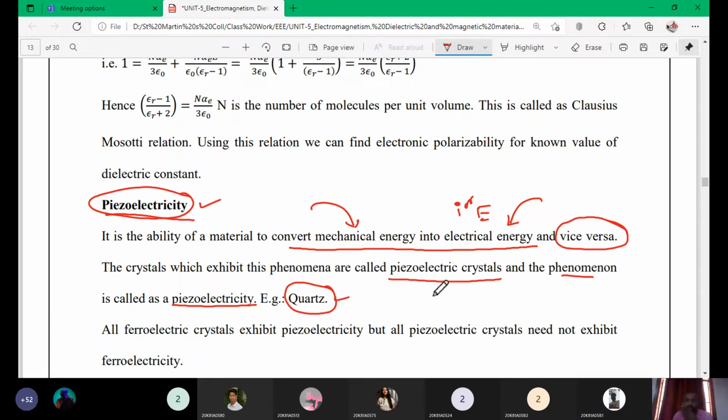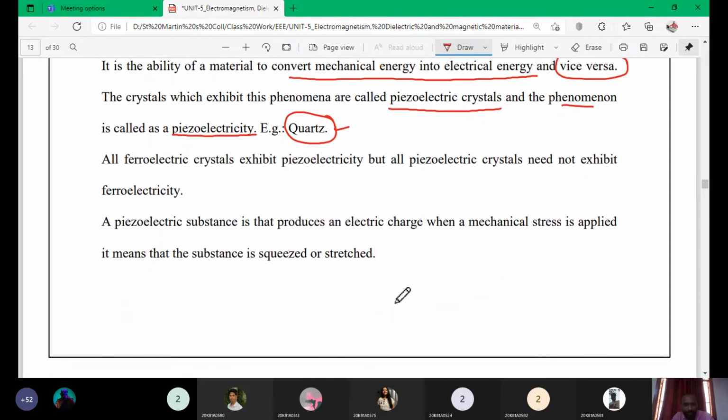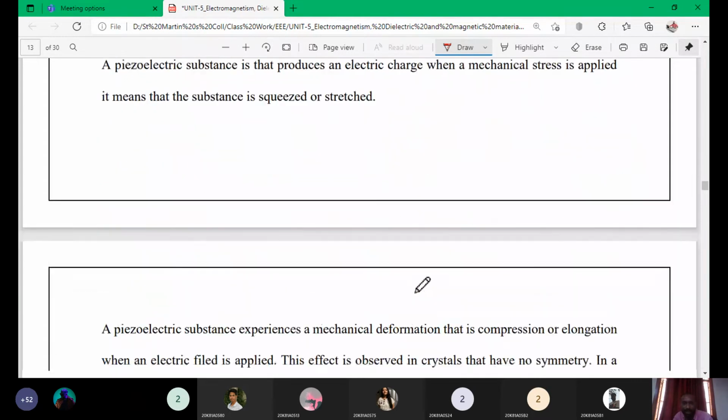Yes, sir. Very simple. Some dielectric materials convert the mechanical energy into electrical energy, or the reverse is also possible, electrical energy into mechanical energy. This phenomenon we call piezoelectricity. We will consider some examples and see.